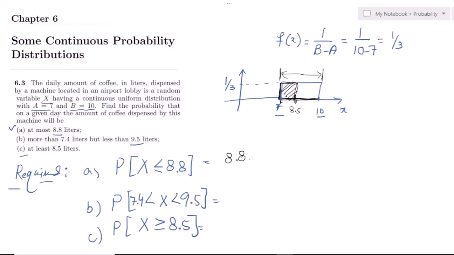So therefore we have to rely upon these lengths. This is the length we want to find the probability of. So 8.8 minus 7 divided by 10 minus 7. Okay, so it would be 1.8 divided by 3. This is basically the answer of part A of my question, and this is 0.6. Okay, this is for part A.